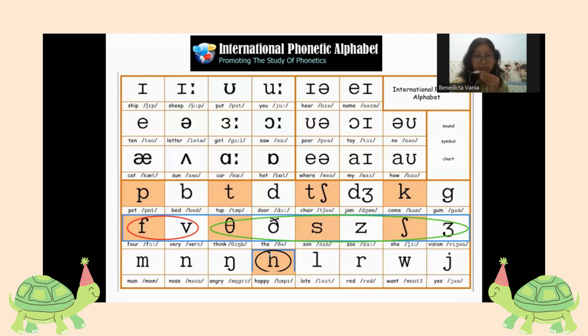Now we're going to move on to the one pronounced in the dorsal area, which is k. There's only one consonant pronounced in the dorsal area. It's k, and it's used in words like heart, cook, house, behave, behind.